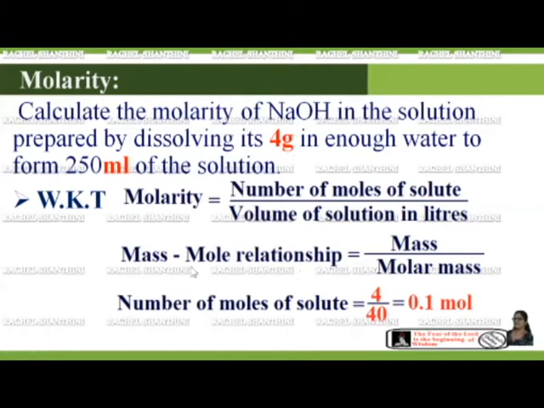To convert mass into mole, we know the expression: mass of the substance upon its molar mass. Here, what is the mass of the substance, the solute? They have given 4 grams, and the molar mass of NaOH is 40. So 4 upon 40 gives 0.1 mole. So now we have converted the mass of the solute into moles of the solute.